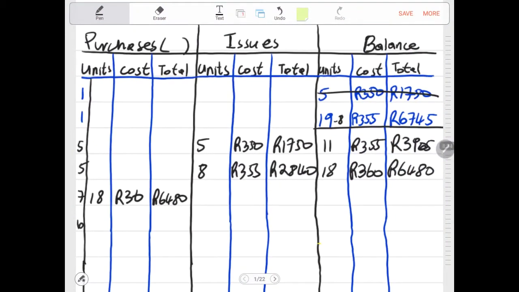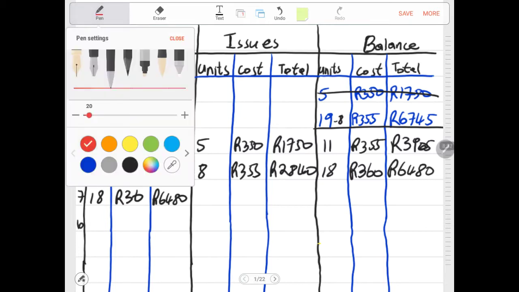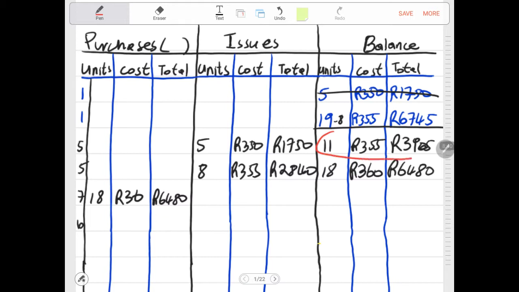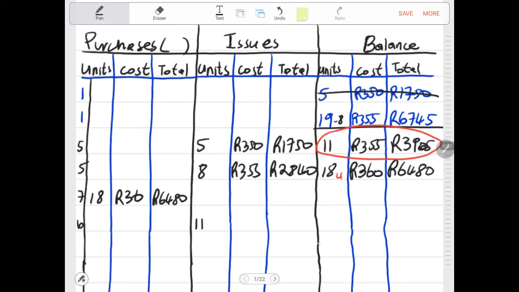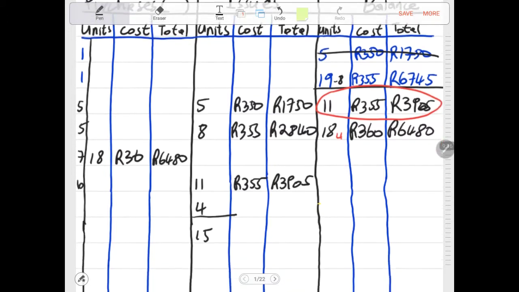Now we say of the 15 units, we need to look at the inventory that is available. First inventory that we have, we must take from that one, and that is not 15, but we need to take all that 11, then the remainder of the 4 must be taken from that 18. So now we say, okay, this is on the 10th, we issue a total of 15, but we first have to take the 11 units from the first inventory that we have at 355, and that amounts to 3,905 rands. Then you say now we need to issue a total of 15 units. So how much is left is 4 units.